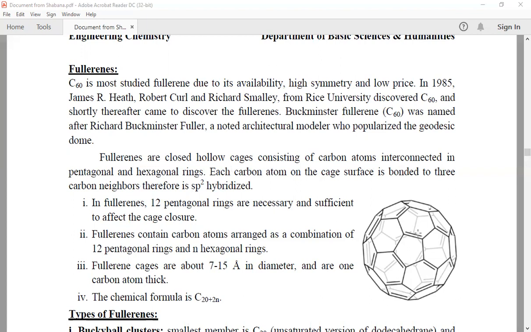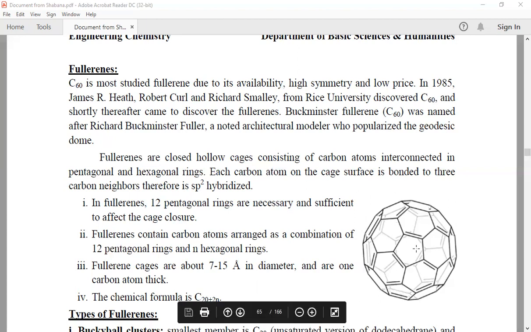And fullerenes are closed hollow cages of carbon atoms, interconnected in pentagonal and hexagonal rings. Each carbon atom on the cage surface is bonded to 3 other carbon atoms. Suppose you take this carbon, it is connected to 1, 2, 3. In that way, each carbon atom is bonded to 3 other carbon atoms, and therefore it is in the sp2 hybridized state. And in fullerenes, 12 pentagonal rings are necessary and sufficient to effect a cage closure.